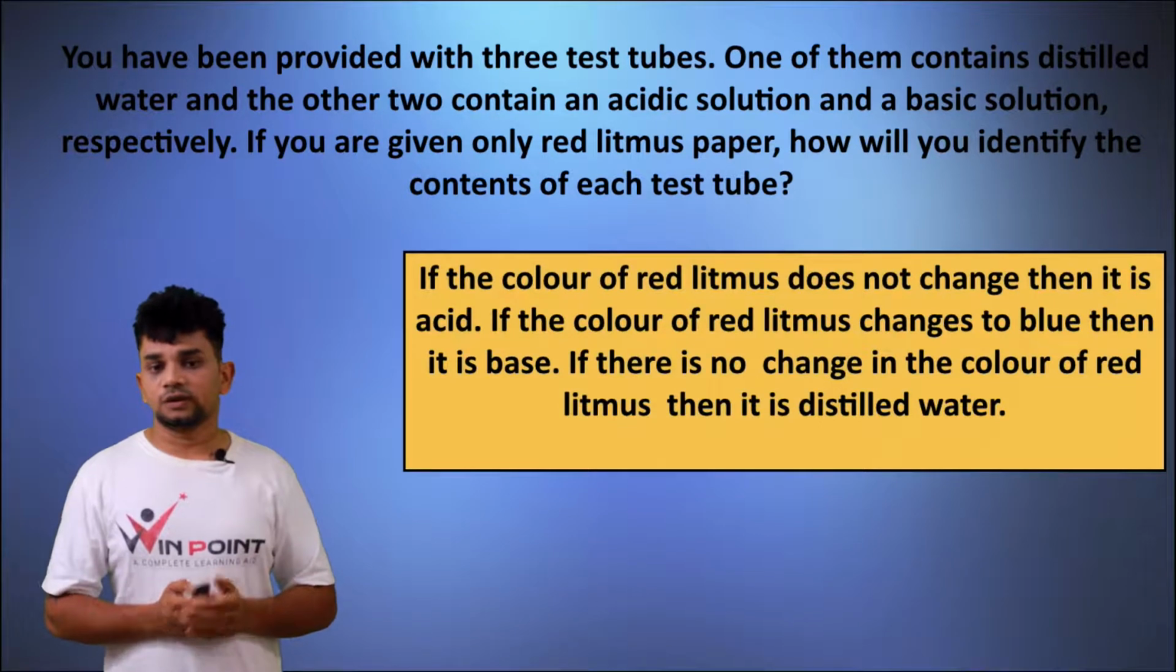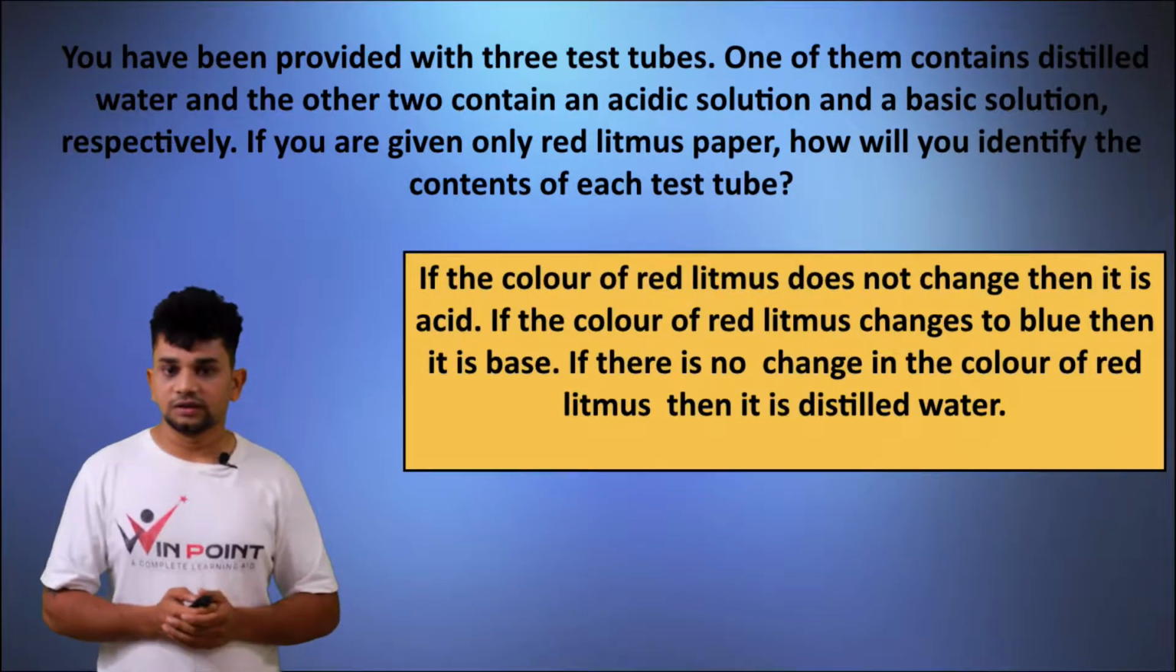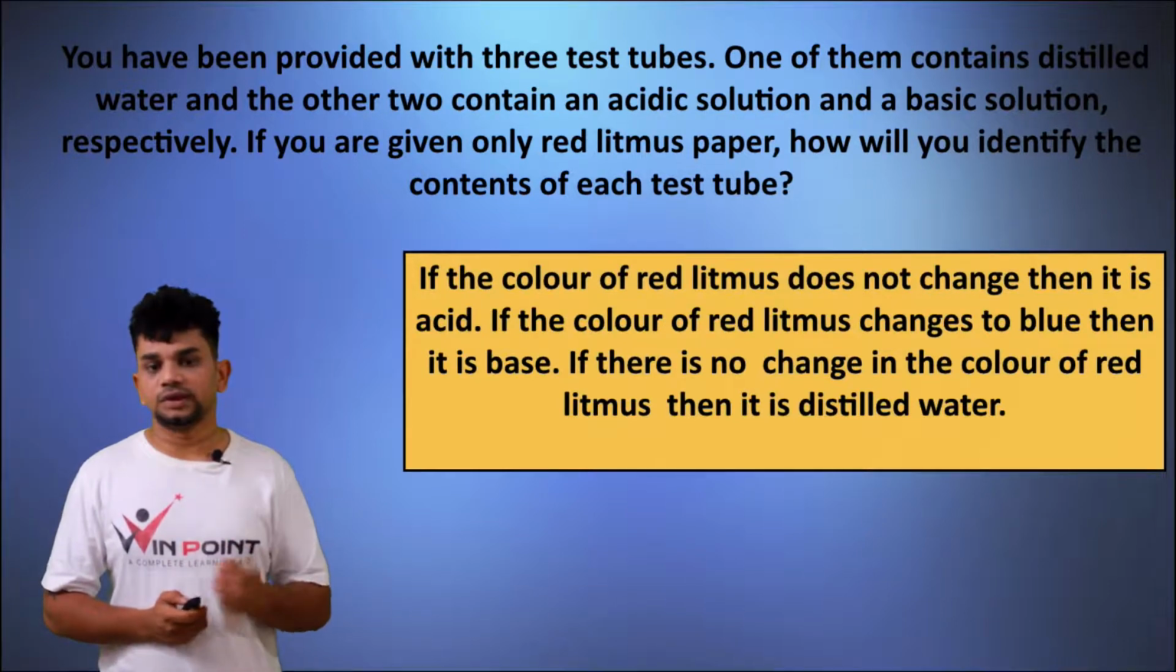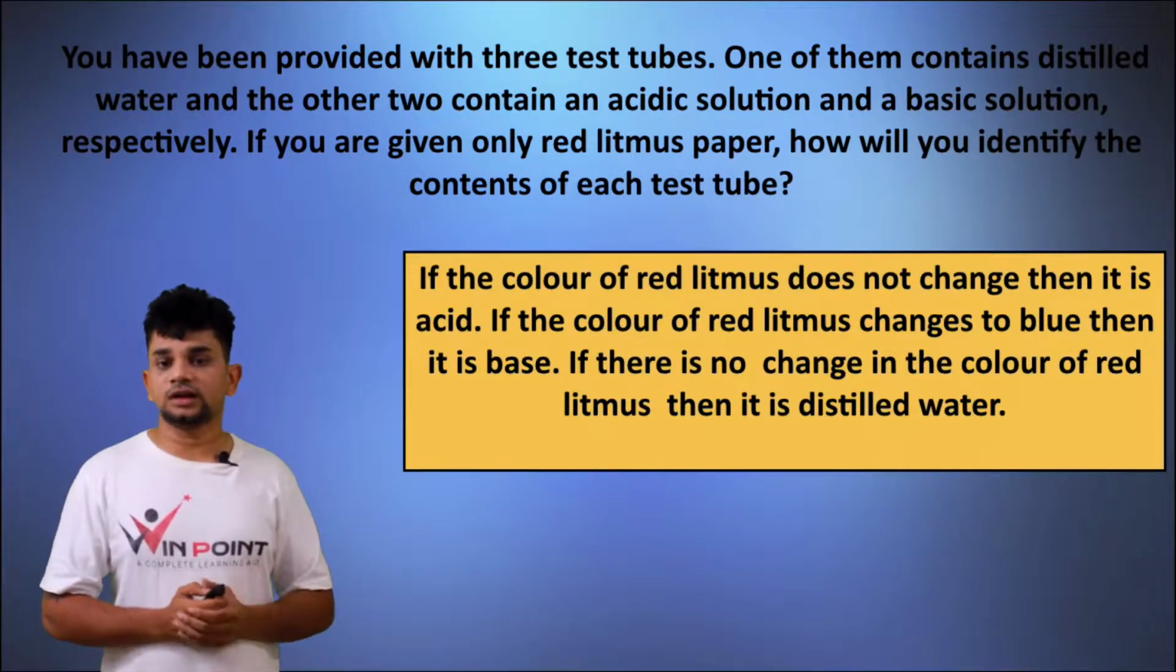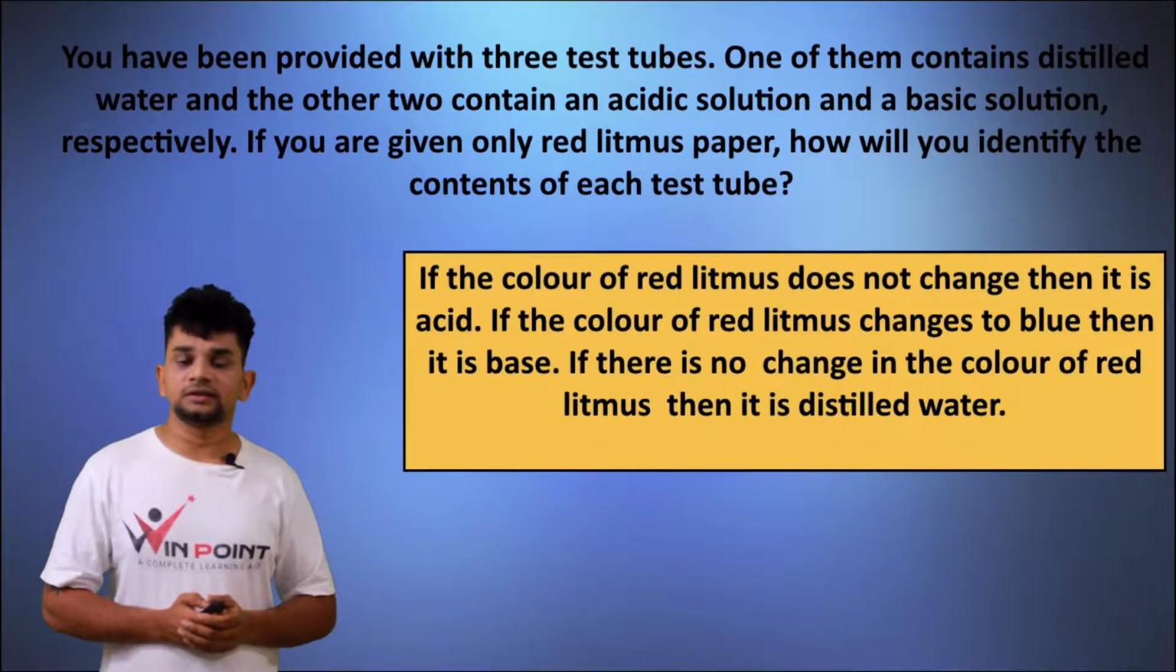If the color of blue litmus paper changes to red, then it is acid. If the color of red litmus paper changes to blue, then it is base. If there is no change in color of red or blue litmus, then it is distilled water.